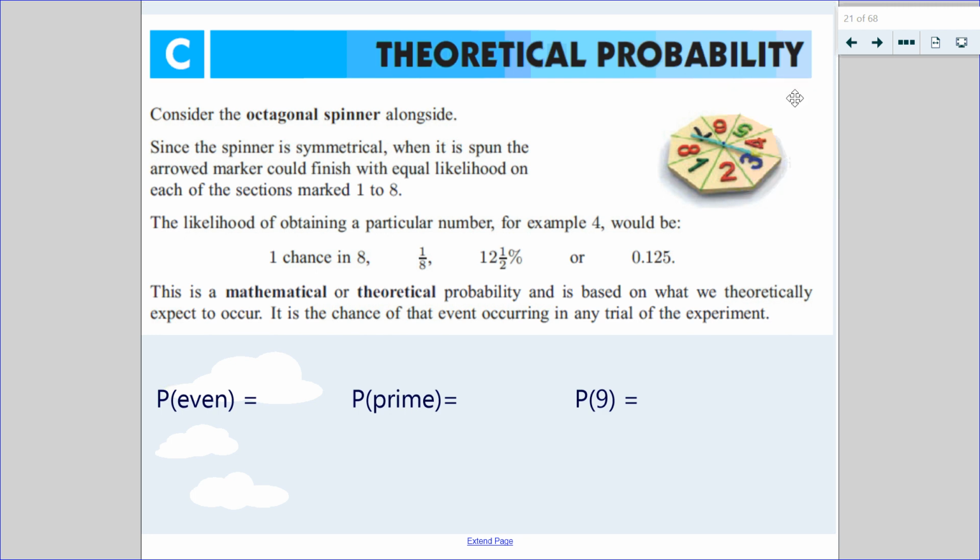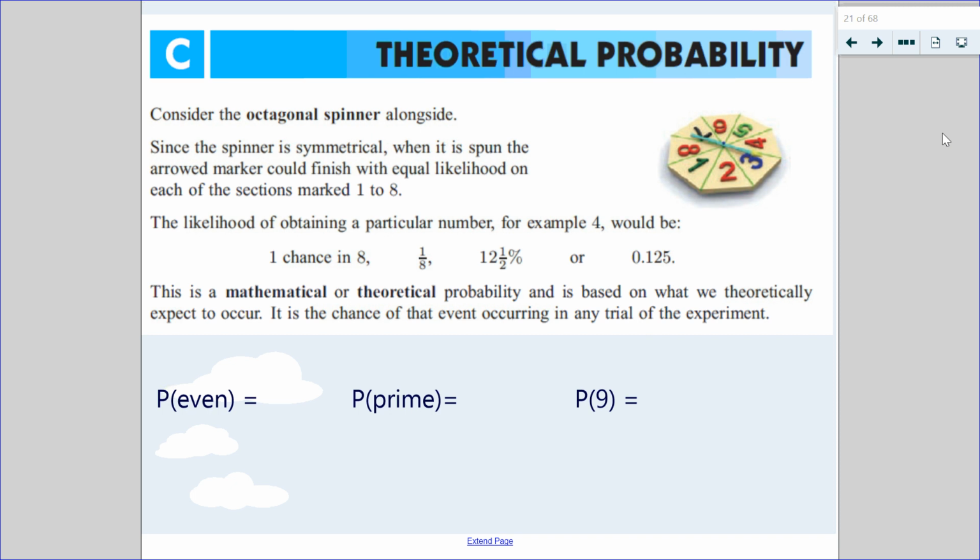Hello, students. Today and for the rest of your time here, we're going to be talking about theoretical probability. Theoretical probability is the mathematical likelihood of a certain event happening.